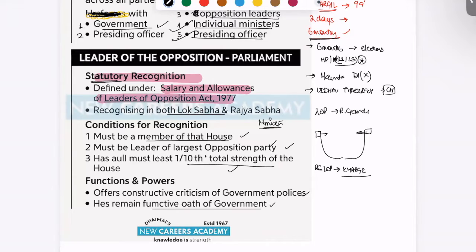Oath is also taken by the president. All ministers' oath is taken by the president. All MPs' oath is taken by the speaker. But I am as a minister, I'm getting extra powers. For extra powers, somebody else is going to take the oath. Who's this person? President. So everything is run by the president, technically.